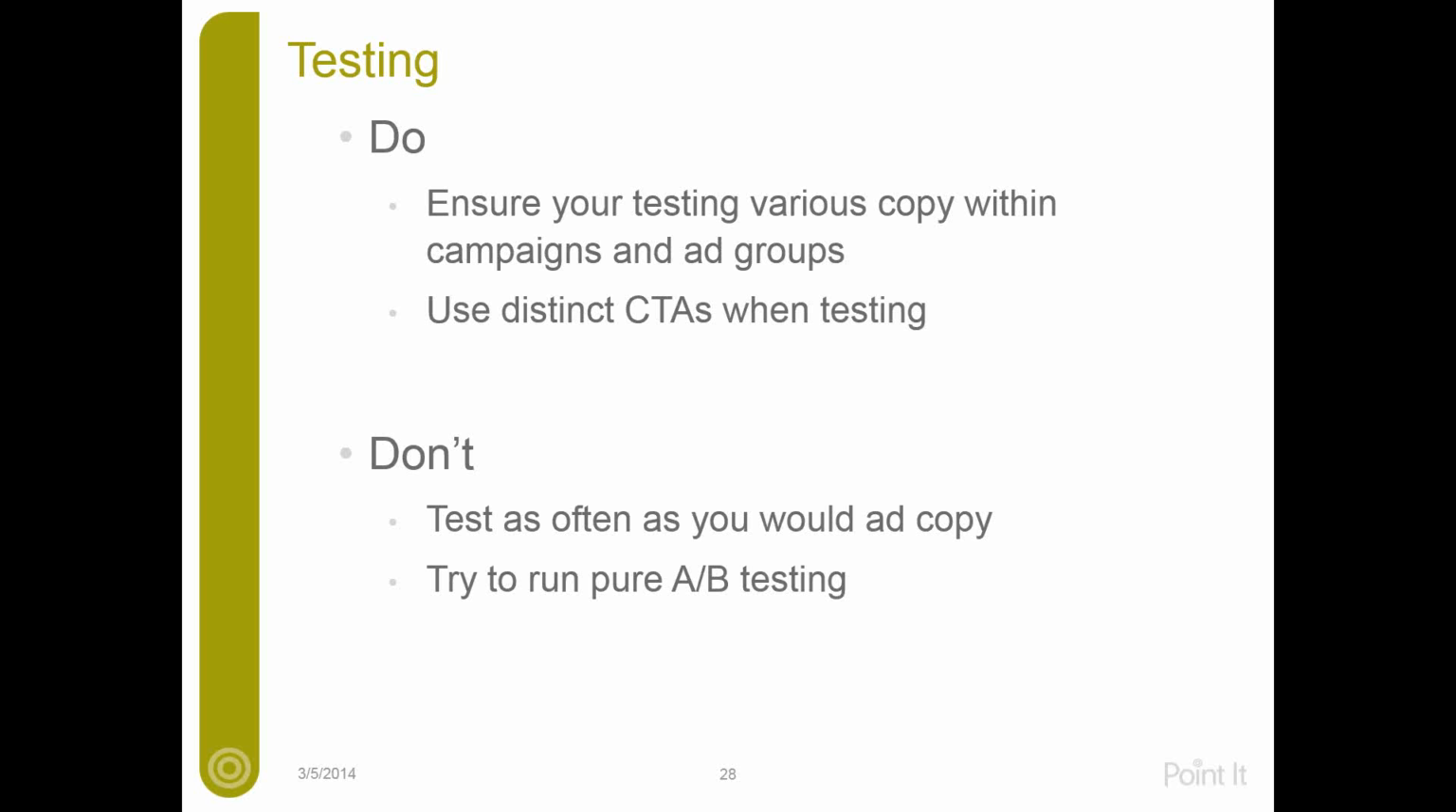links. Best practices for testing include testing competing copy within both campaign and ad groups for the most granular experience, use distinct and unique calls to action when testing, and don't feel obligated to test as regularly as you would with ad copy. Monthly or even quarterly is fine. It will take time to build out statistically relevant sets of data. And remember, you cannot guarantee equal rotation on these links, so pure A/B tests are not feasible.